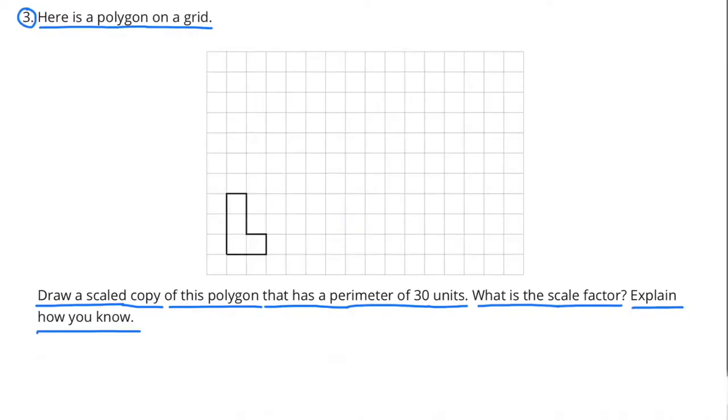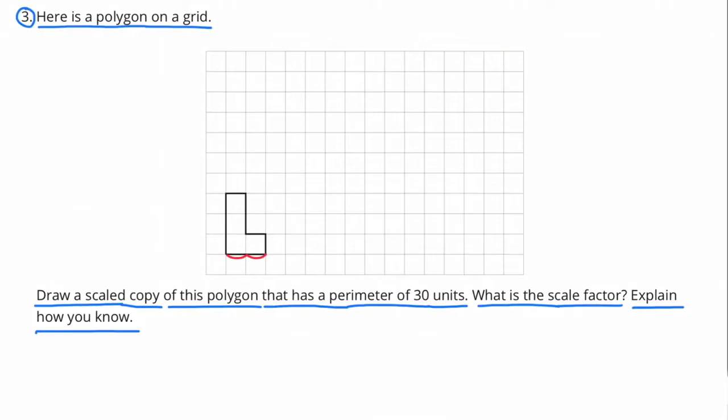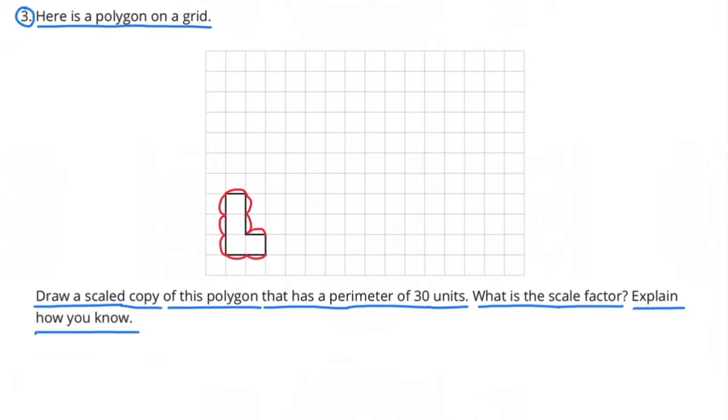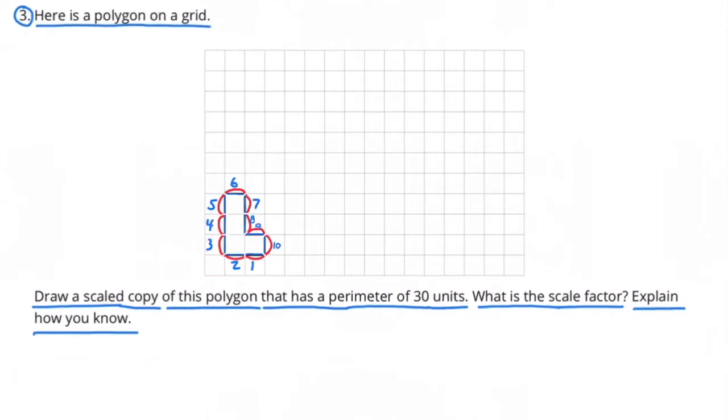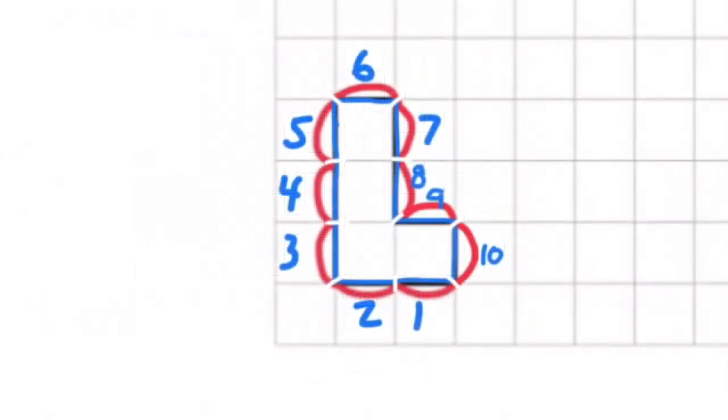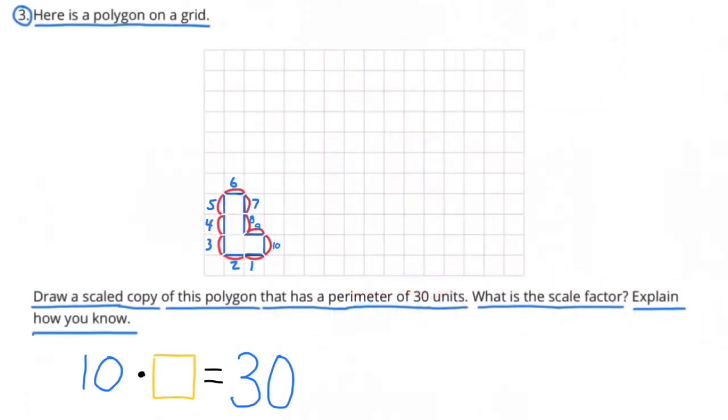Number 3. Here is a polygon on a grid. Draw a scaled copy of this polygon that has a perimeter of 30 units. What is the scale factor? Explain how you know. First, I want to find out how many units are in the perimeter. The original shape has a perimeter of 10 units. They're asking me to draw a scaled copy that has a perimeter of 30 units. So I need to go from a perimeter of 10 units to a perimeter of 30 units. 10 times what number equals 30? 10 times 3 equals 30 units. So we know it's going to have a scale factor of 3.